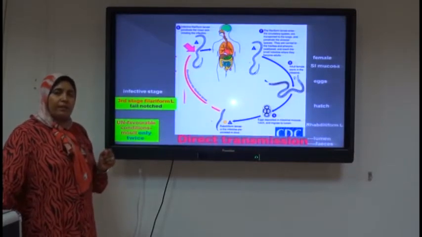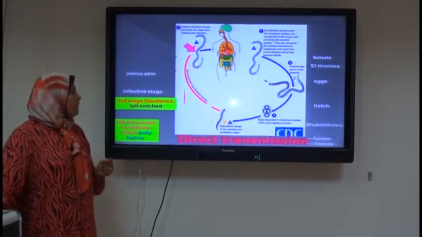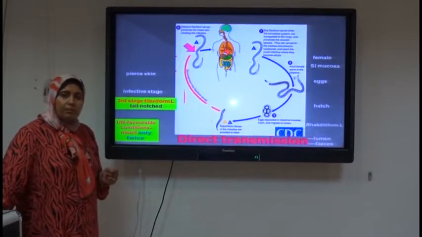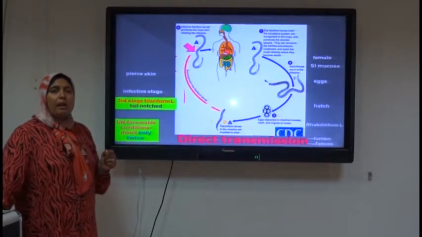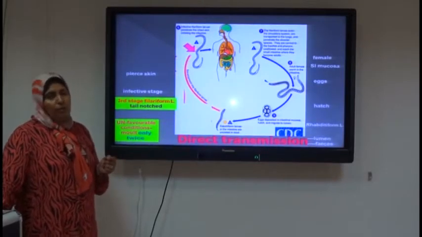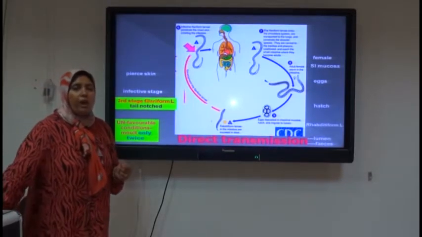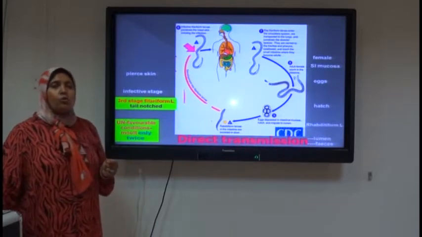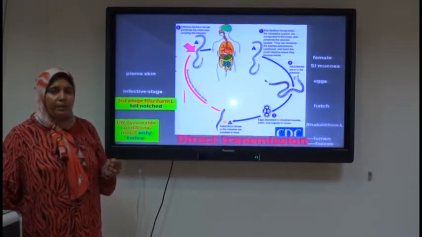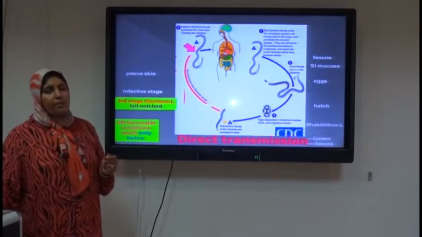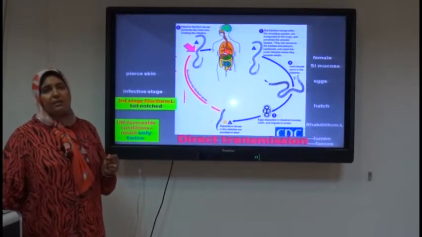How do we take the infection, or what is the mode of infection? This comes through skin penetration. This larva has the ability to penetrate man's skin. How's that? He could be walking barefoot on the soil, or sleeping on the soil with bare feet or even bare hands, so it can penetrate the intact skin.